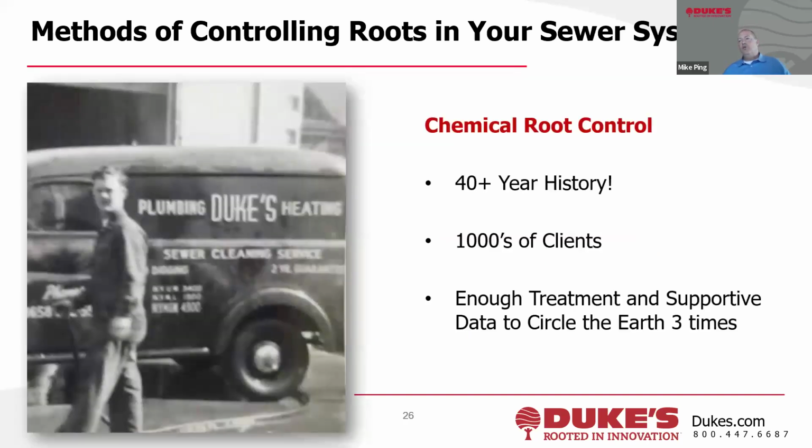So just to introduce Duke's chemical root control, a very long history. It's more than 40 years. You can see this. This is one of the oldest photos that we circulate internally here. That truck is older than 40 years, and that's one of the original Duke's family members. But the company started a long time ago, and there's been a lot of development and refinement of the process naturally over 40, 50 years. At this point, we're talking thousands of clients doing this. And an interesting data point here, enough treatment and supportive data to circle the earth 3 times.